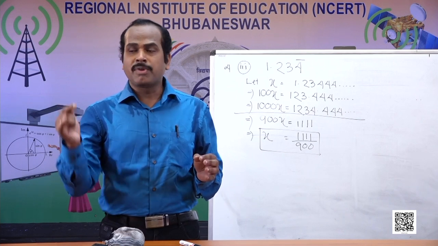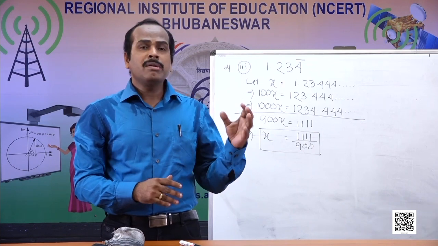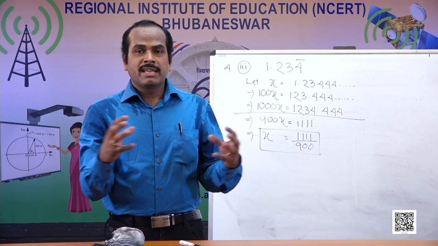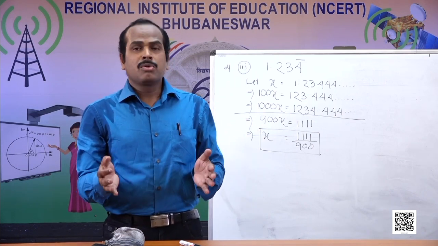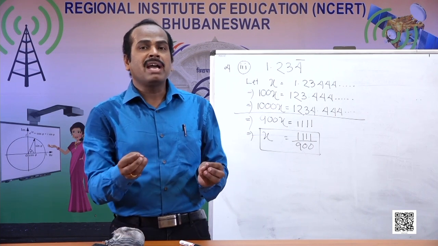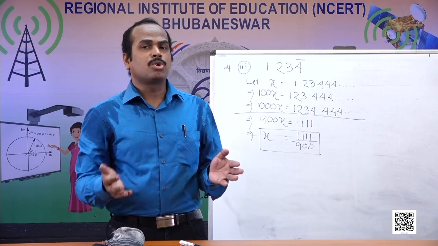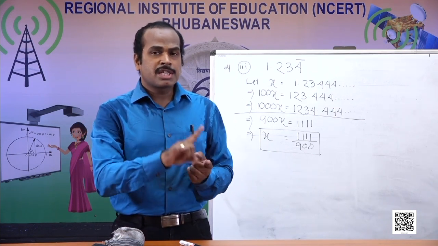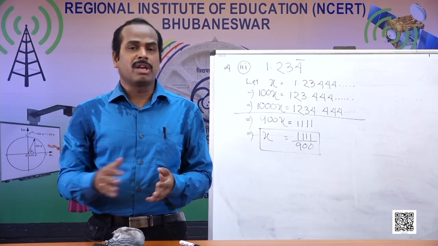22/7 is expressed in the form of p by q, but pi cannot be expressed in p by q form because it's a pure irrational number. But both of them can be considered equal up to some decimal places. That's why for calculating purposes, we are considering pi as 22/7. In some places, we consider pi as 22/7, but it doesn't mean pi equal to 22/7. So such type of pi and e, these are the irrational numbers in symbolic forms.